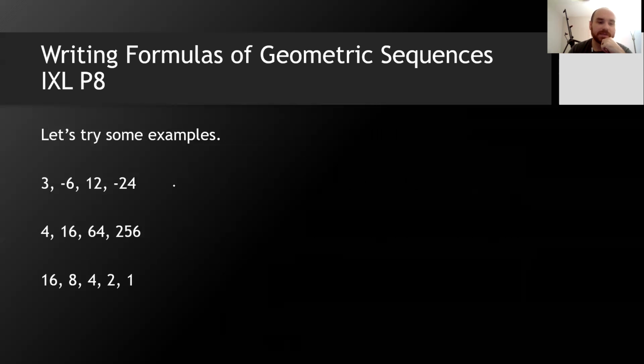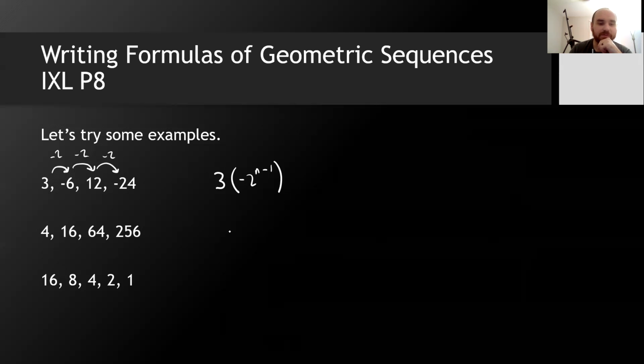So, for example, this one, we start with a 3. Our multiplier, we multiply this by -2. We multiply this by -2. And we multiply this by -2. So my multiplier here is -2. And it's going to be to the n minus 1. Just like that. That's all we need to do.